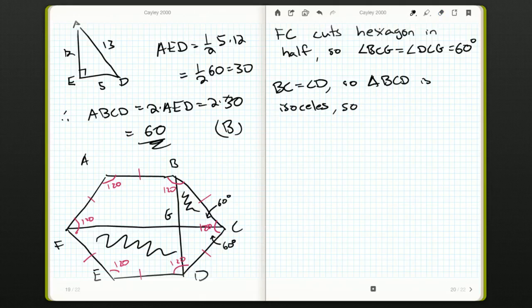So if that's the case, then each of these two angles, GBC and GDC, are equal, and it's not hard to see that they're going to be 30 degrees. We have to have a total of 180. We already have 120 accounted for, the angle at C here. So that leaves 60 left over to split evenly between the two of them, so we're going to get 30 degrees.